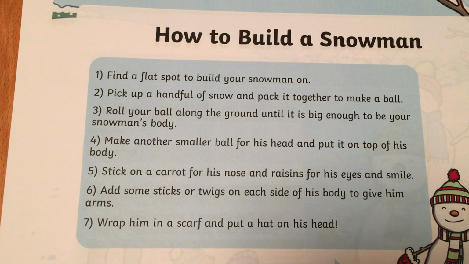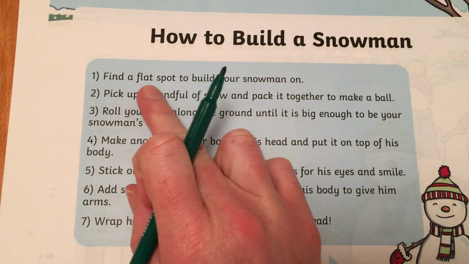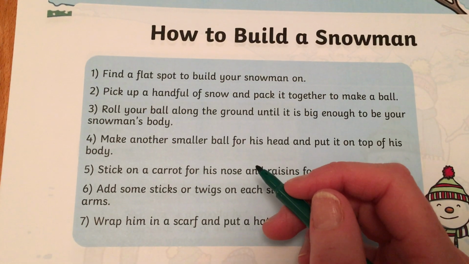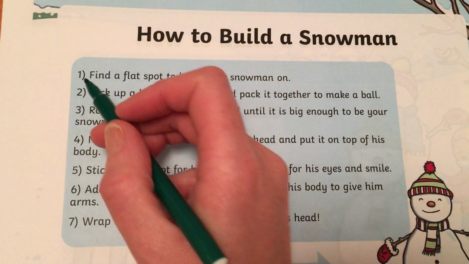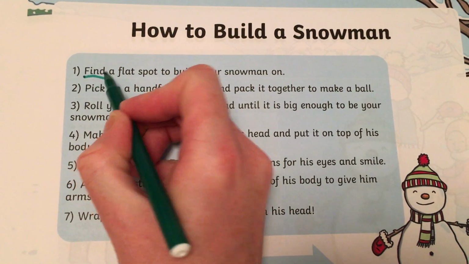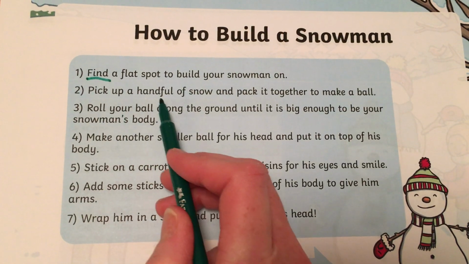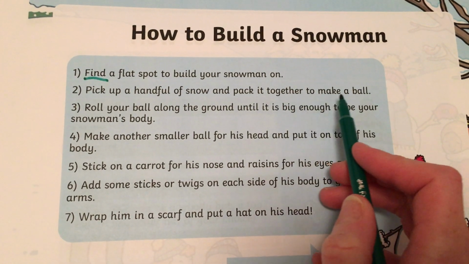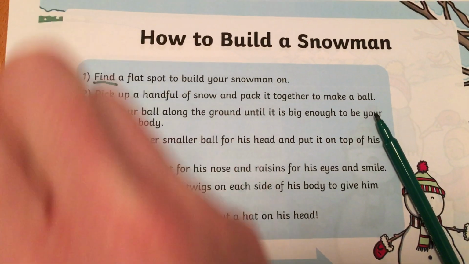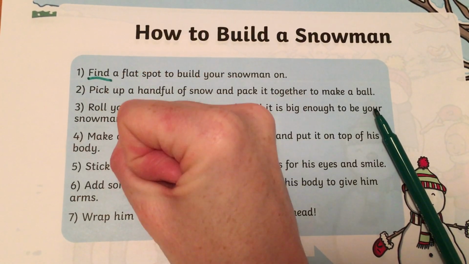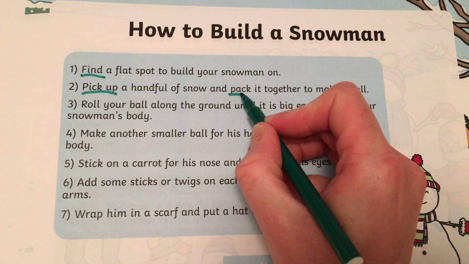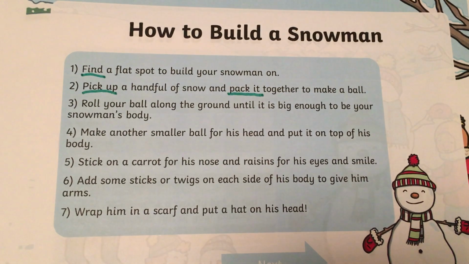So let's read the first one. Find a flat spot to build your snowman on. What's the bossy verb in there that's telling us what to do? Well, it's find, isn't it? Got to go and find something. It's something we need to do. Next one. Pick up a handful of snow and pack it together to make a ball. Right, so what do we have to do in there? Well, we have to pick up a handful of snow and pack it together. So there's pick up and pack it. These are bossy verbs.